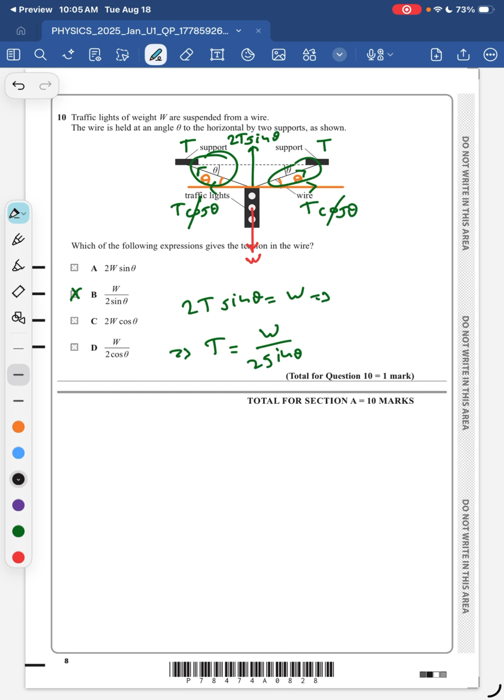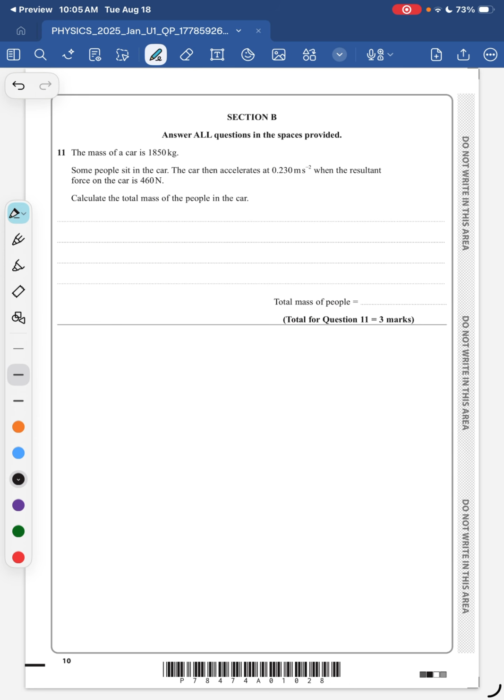All right, so let's move to section B. Question 11. The mass of a car is 1,850 kilograms. Some people sit in the car, then it accelerates at 0.23 meters per second squared when the resultant force on the car is 460 newtons. Calculate the total mass of the people in the car.